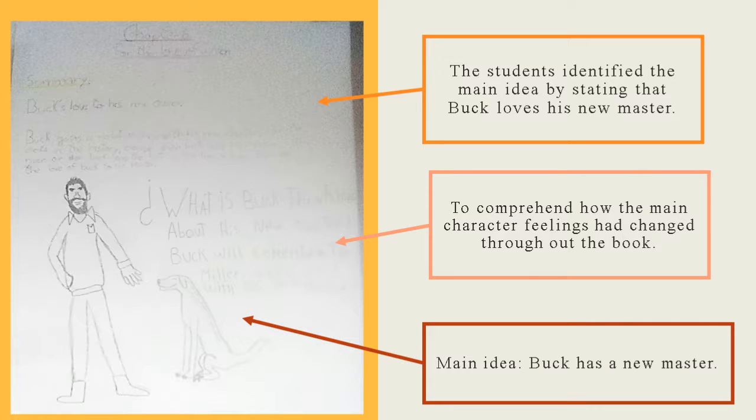Finally, the third group also wrote a summary in which we can understand the main idea. Our main character, Buck, has a new master whom he loves. So in the drawing, we can see the representation of this: the new master, John Thornton, and Buck. And again, the question guides students to understand beyond the text by answering how the main character's feelings had changed throughout the book. So the students' answer was that now Buck feels secure regarding his new master.